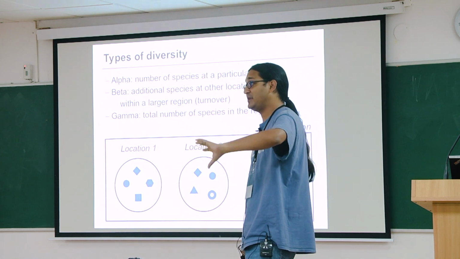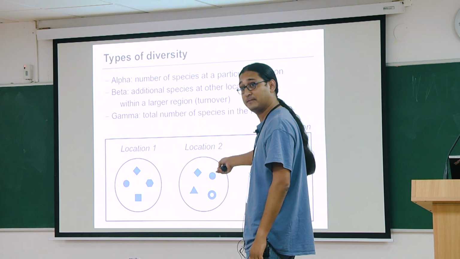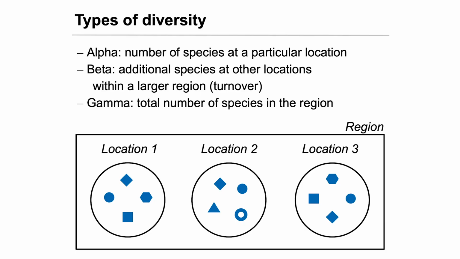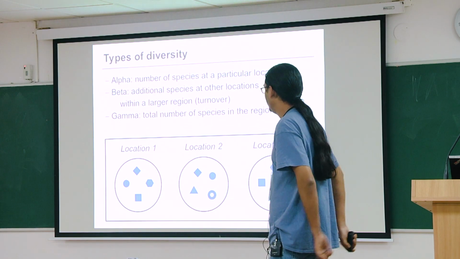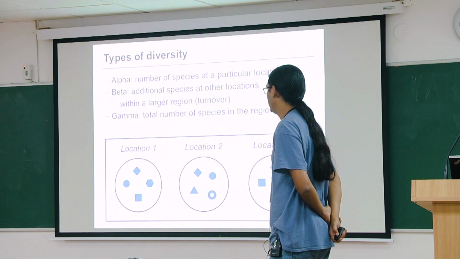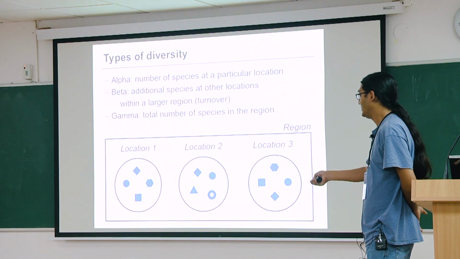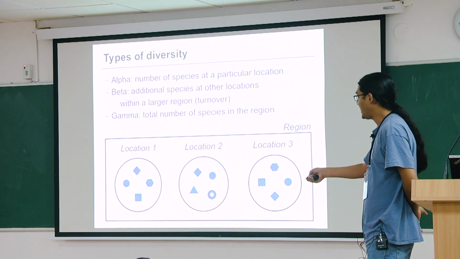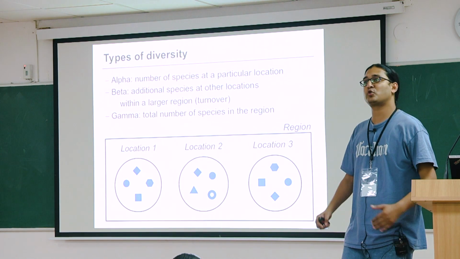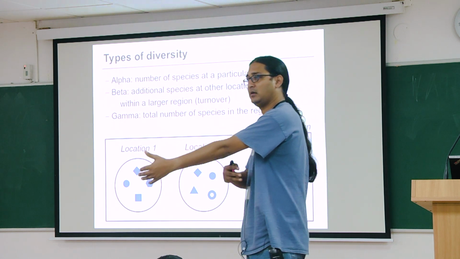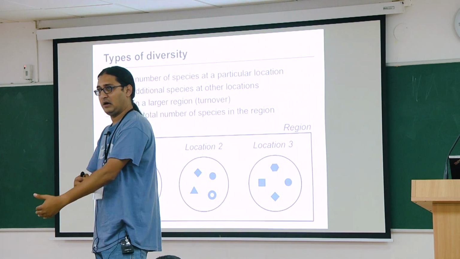Doesn't matter what those species are, the species could be different. So each of these symbols represents a species. And the number of species in each of these locations is four. Beta diversity is when you move from one location to another, how many new species are you adding? So when you move from here to here, how many new species are you adding? Two. So you're adding this one, and you're adding the triangle. So beta diversity is also called turnover. When you go from one site to another site, what is the turnover in the number of species? How many species are being replaced from the previous site?